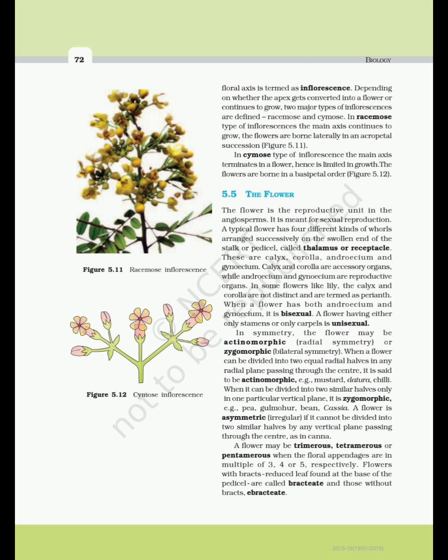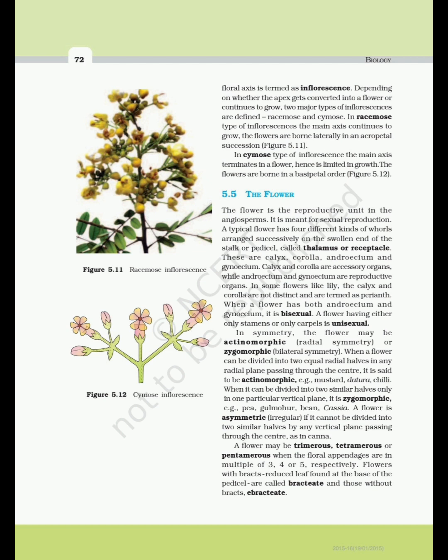5.5 The flower. The flower is the reproductive unit in the angiosperms. It is meant for sexual reproduction. A typical flower has four different kinds of whorls, arranged successively on the swollen end of the stalk or pedicel, called thalamus or receptacle. These are calyx, corolla, androecium and gynoecium. Calyx and corolla are accessory organs, while androecium and gynoecium are reproductive organs. In some flowers like lily, the calyx and corolla are not distinct and are termed as perianth.